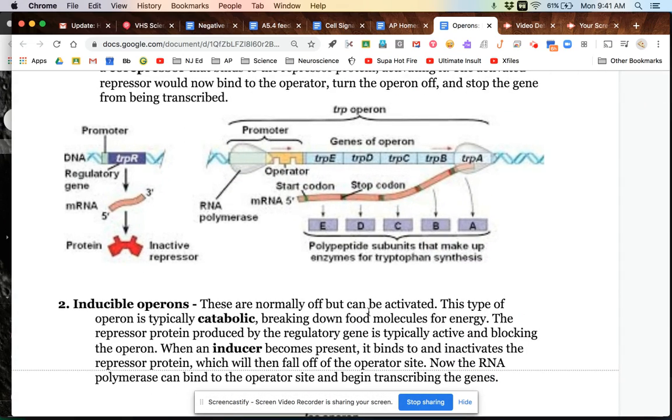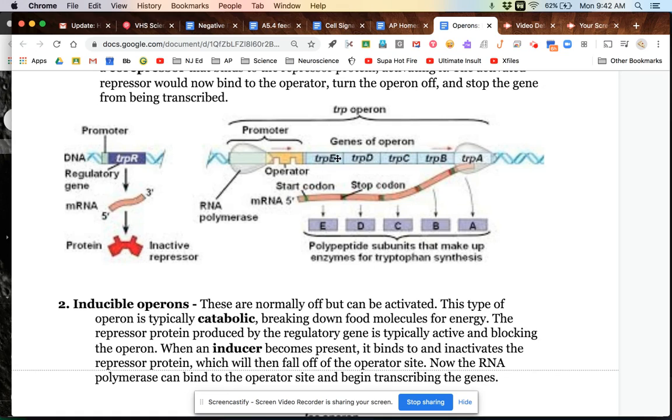The trp operon is a famous operon discovered in E. coli bacteria. And this is how it works. First, we have the genes of the operon itself. You could call these the structural genes. You could call them the functional genes too, but usually they're referred to as the structural genes of the operon, meaning these are the genes that actually make the polypeptides that structurally form the protein that we're talking about.